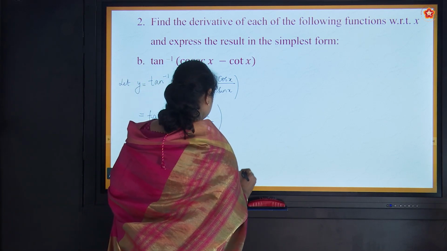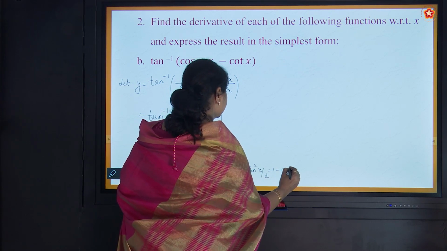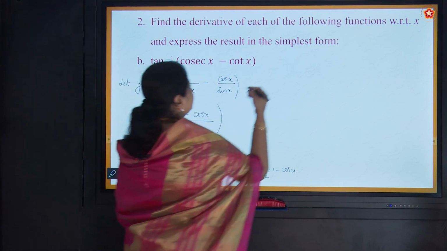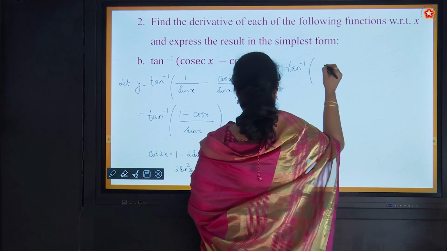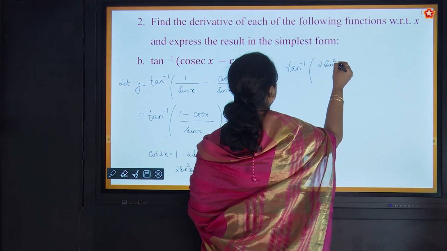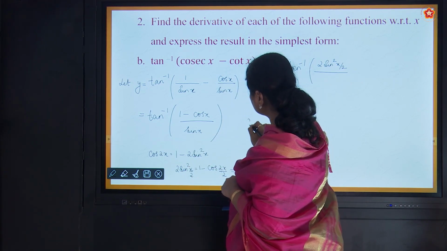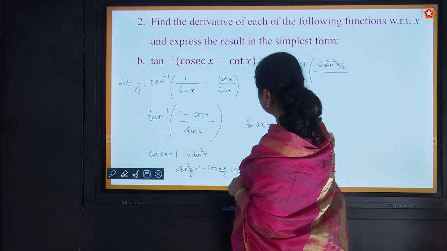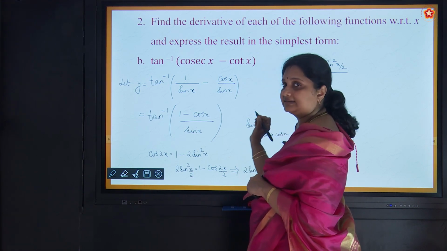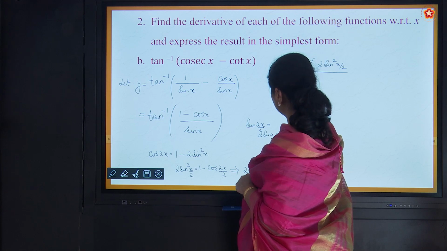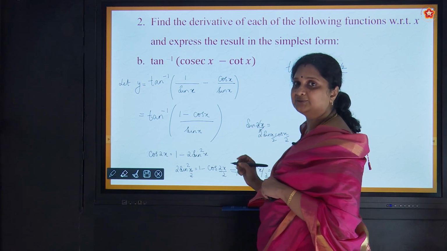So from here, I can very well see that 2 sine square x by 2 is equal to 1 minus cos x, correct? So let me replace that here. So I have tan inverse of 2 sine square x by 2 divided by sine x. You all also very well know that sine 2x is equal to 2 sine x cos x, right? But I have sine x, so I'm going to divide the angle measure by 2, getting the half angle formula. So I have sine x is equal to 2 sine x by 2 cos x by 2.